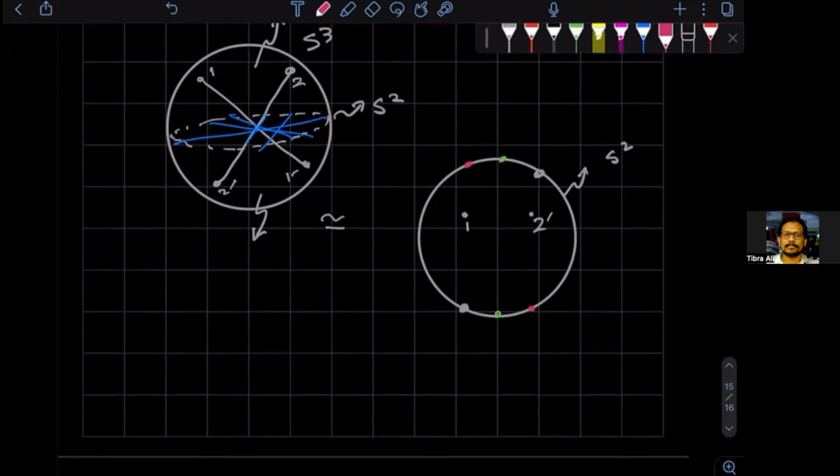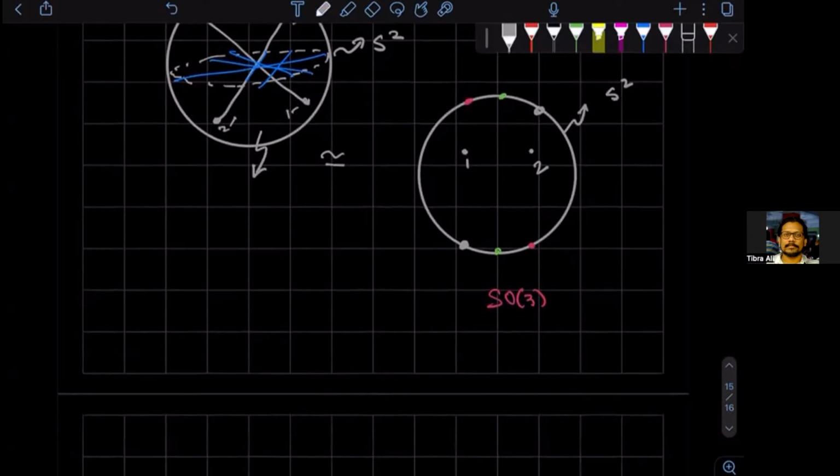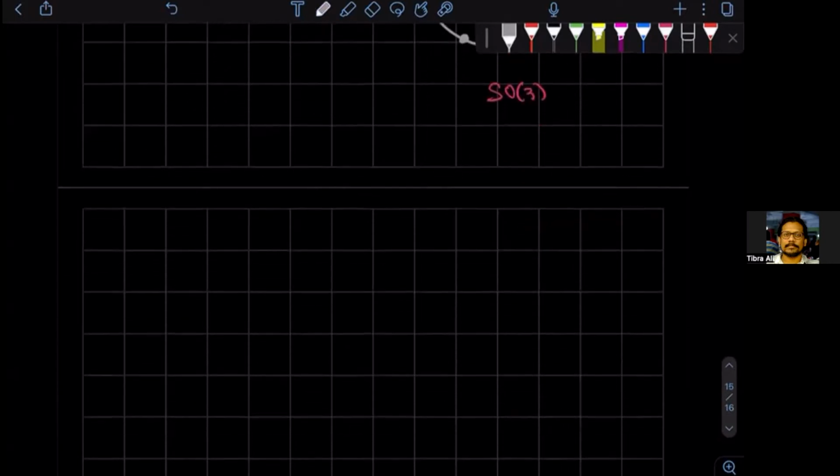So topologically, this is what SO3 is. So in the right-hand figure where you drew 1, it's basically both 1 and 1 prime identified in one point. Exactly. Yeah. Okay. All right. So now let's look at this kind of space.